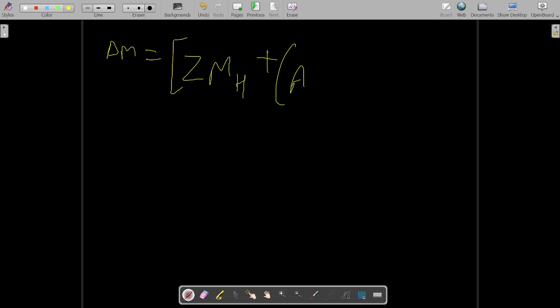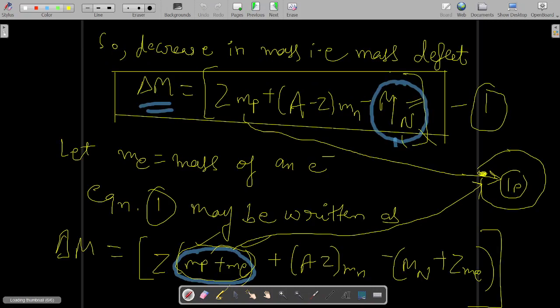Plus A minus Z. This remains as it is, Mn. Now look at this carefully. This is the mass of, you have added Zme. That means you have added the electrons also in the mass of nucleus. This was the mass of nucleus, isotopic mass of nucleus.